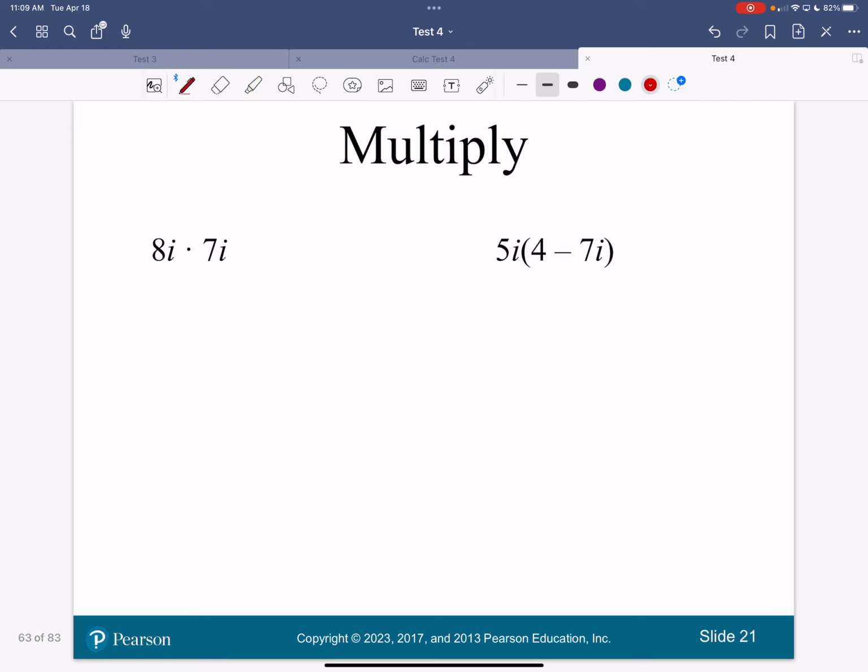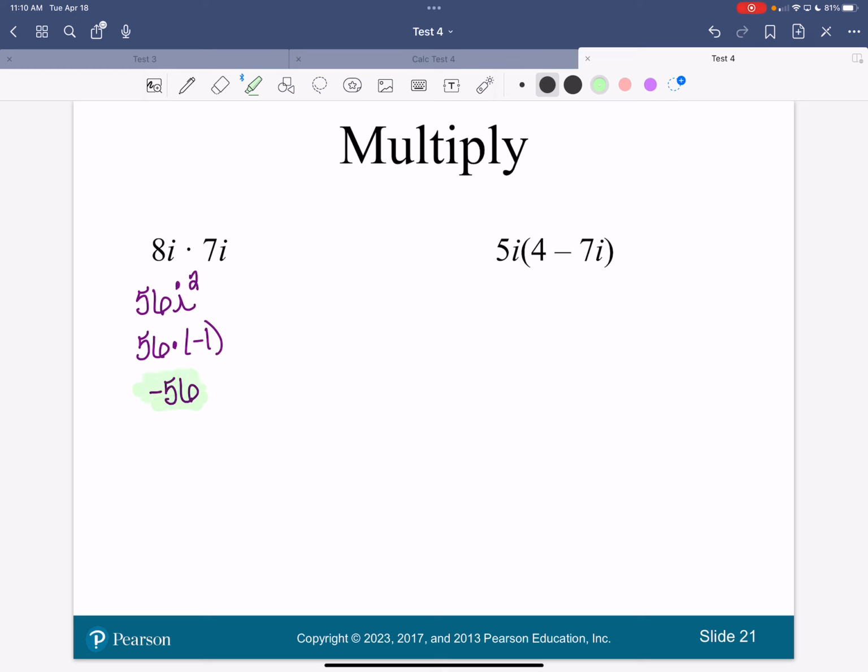So here I have 8i times 7i. Now these are pure imaginary. There's no real part of these numbers, and so I just have 8i times 7i. So I'm going to multiply 8 times 7, and 8 times 7 is 56, and then i times i is i squared. What do we know about i squared? It's -1. So what I have then is 56 times -1, and 56 times -1 is -56.